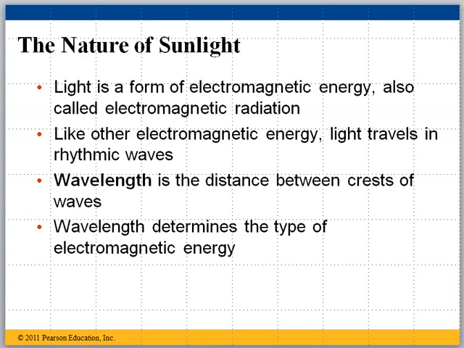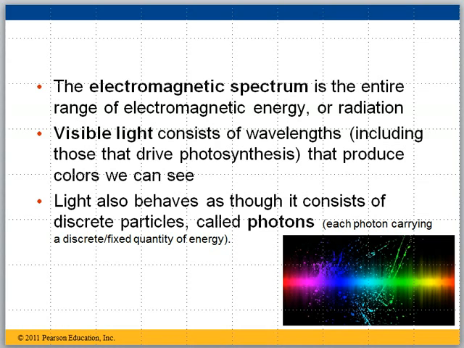So you can have waves that are almost or more than a kilometer long, close to a mile in length, and then you can have some waves that are less than a nanometer in length. When we talk about the entire electromagnetic spectrum, we're talking about everything from the very long radio waves all the way to the very short, highly energetic gamma rays and things like that. What we can see is just a small portion of that. We call that small portion visible light, and that consists of the wavelengths that our eyes can actually detect, that produce colors that we can see with our eyes. It's also the wavelengths that drive the photosynthetic process.